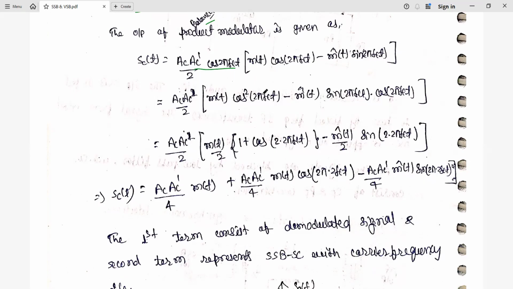So finally, we are going to expand this. So we'll have here cos squared 2 pi fct, and outside Ac dash by 2. Again, inside we have sine 2 pi fct cos 2 pi fct. Now we are going to apply the trigonometric identities. Here we multiply and divide by 2, so we have the expression 2 cos square theta. So 2 cos square theta is what? 1 plus cos 2 theta, where theta value is 2 pi fct. On the basis of this, we are getting this expression.